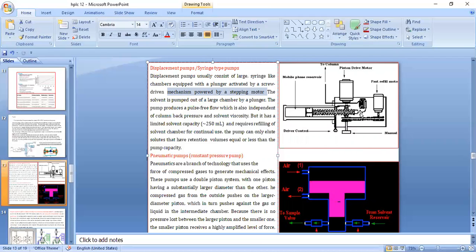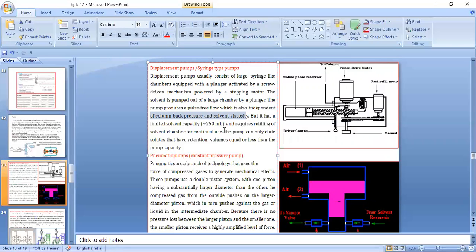So the same principle is working in displacement pumps. You have a plunger, so it takes the solvent when it is moving out, and then when you press the plunger by using a pump, it provides the solvent under pressure to the column. The pump provides a pulse-free flow which is also independent of the column back pressure and solvent dispersal. But the disadvantage of this pump is that you have a limited capacity of the solvent.